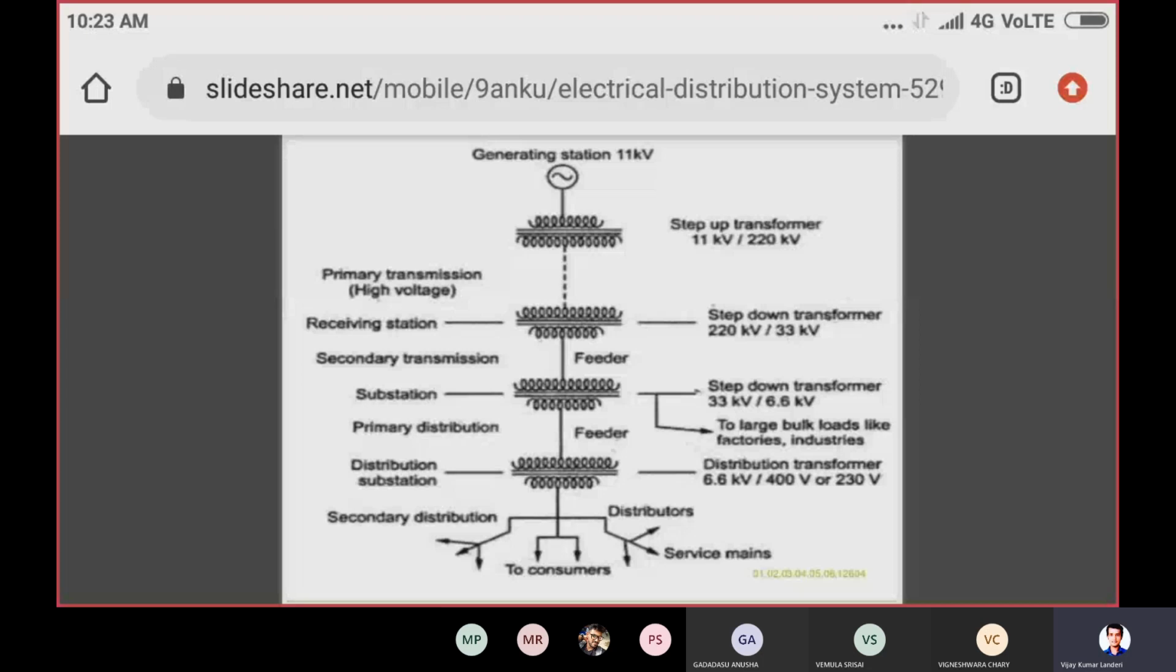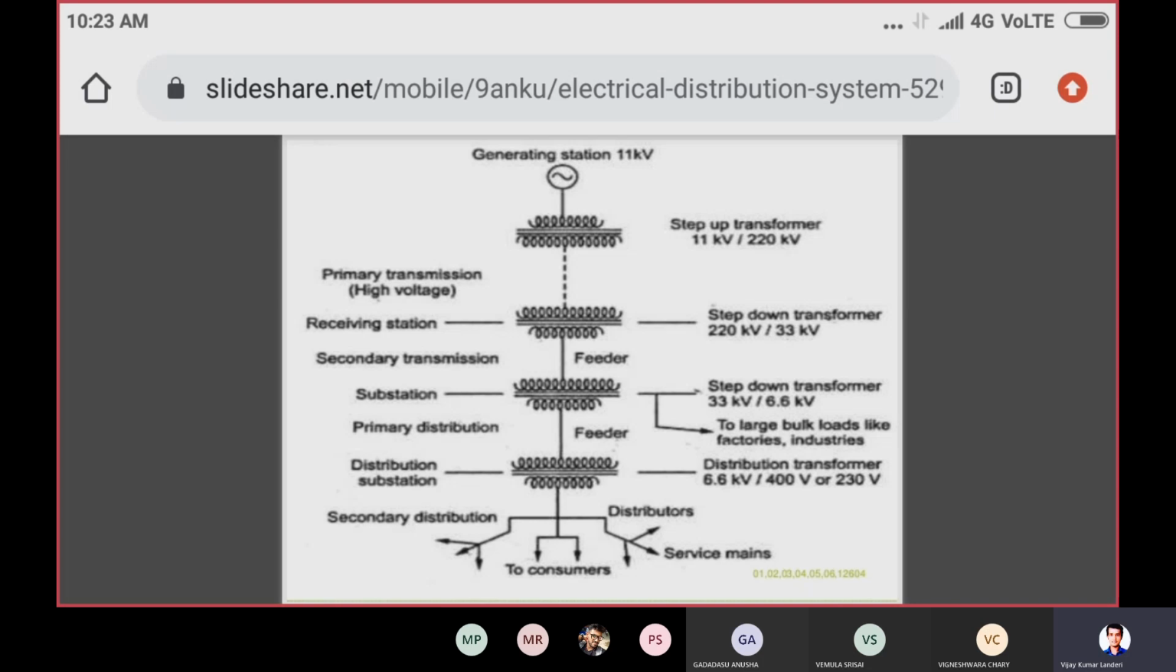And again, after transmitting over longer distances, that is given to the receiving station, where the receiving station will have a step down transformer. That step down transformer will step down the voltage from 220 kV to 33 kV, right? So in the receiving station we have the step down transformer which will step down the voltage from 220 kV to 33 kV, right?